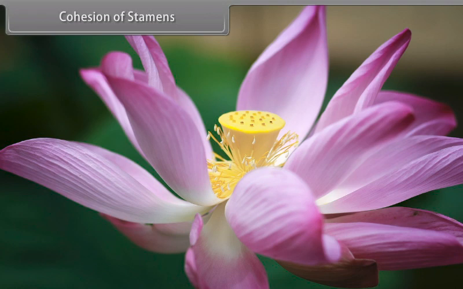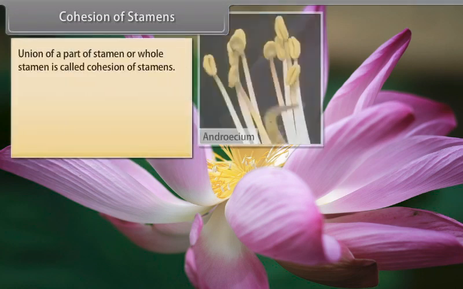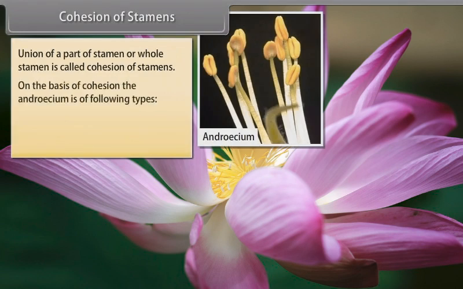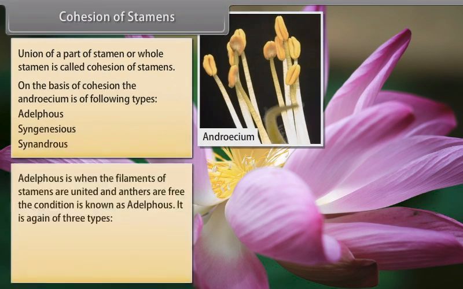Cohesion of stamens. Union of a part of stamen or whole stamen is called cohesion of stamens. On the basis of cohesion, the Androecium is of following types: adelphous, syngenesious, synandrous. Adelphous is when the filaments of stamens are united and anthers are free. The condition is known as adelphous.